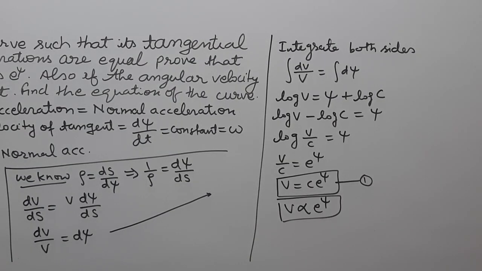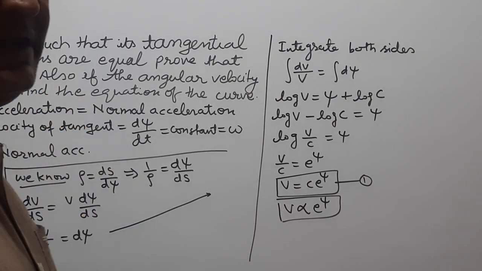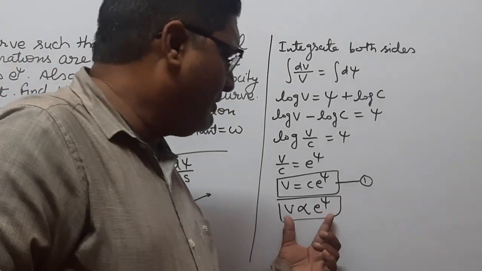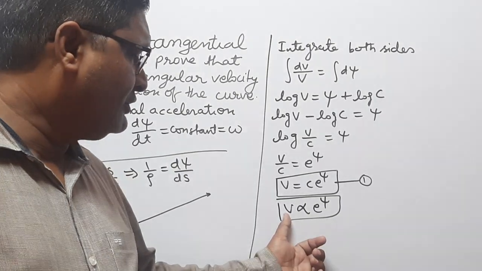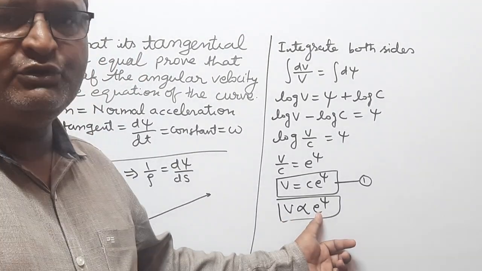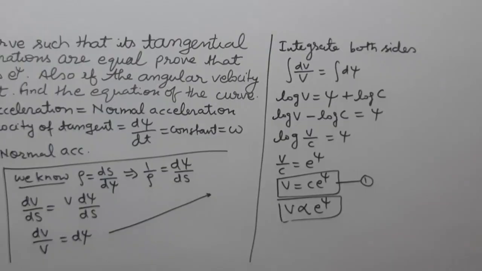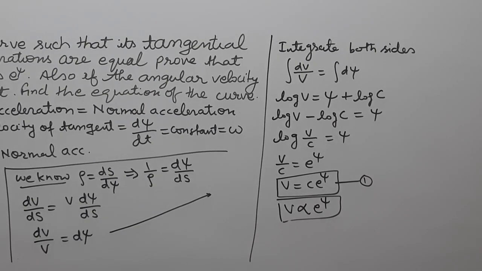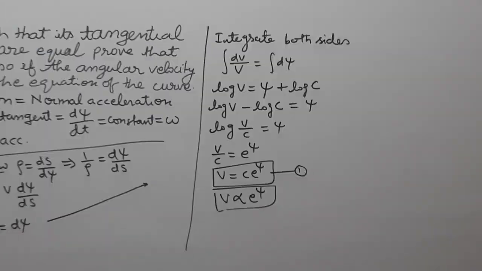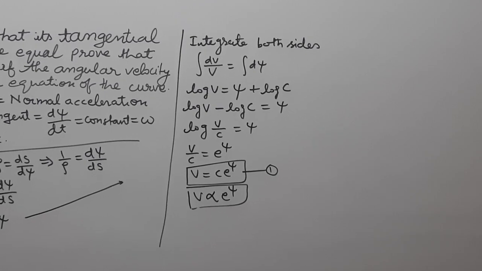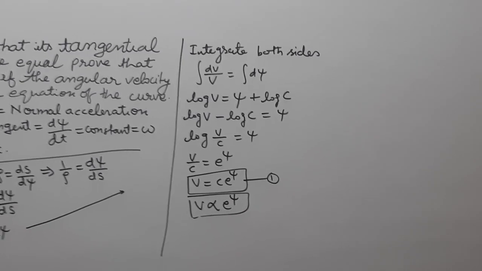In this question it is given that we have to prove that the velocity varies as e to the power psi. So from this equation we can see that velocity varies as e to the power psi. Now the second part is to find the equation of the curve.